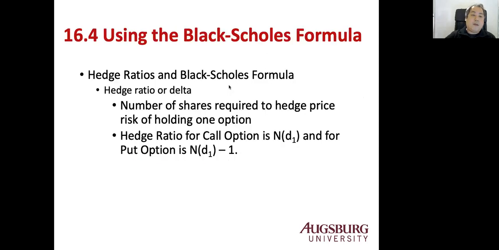Now, the final topic we're going to learn is the hedge ratio. From the Black-Scholes formula, we can get the so-called hedge ratio. The hedge ratio is the number of shares required to hedge the price risk of holding one option. So if you have one option, you can hedge the price risk completely, but how many shares are required to hedge? This hedge ratio can be calculated as N(d1) for a call option and N(d1) minus 1 for a put option. That's the usual case.